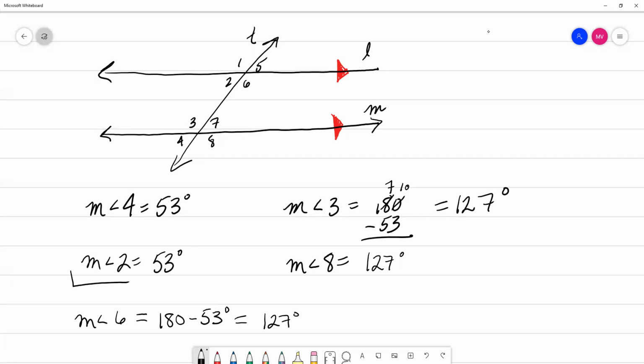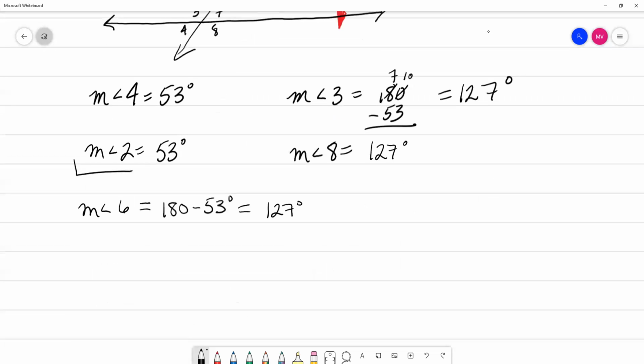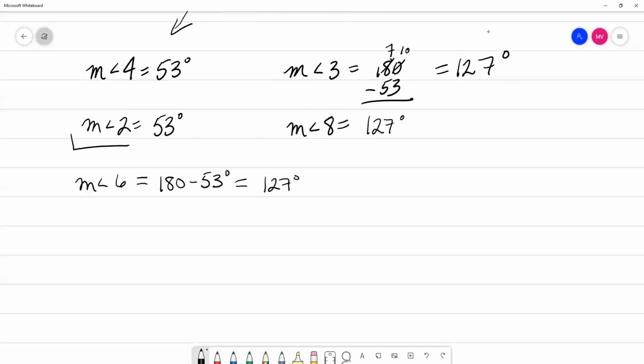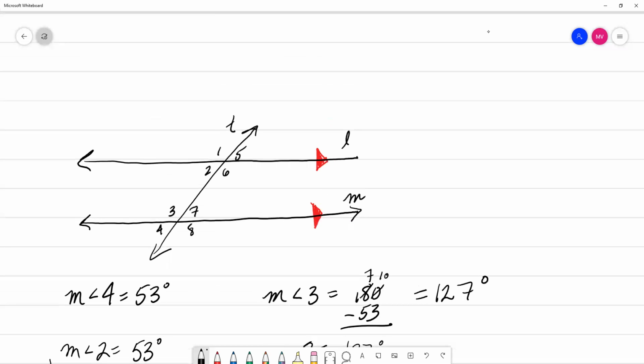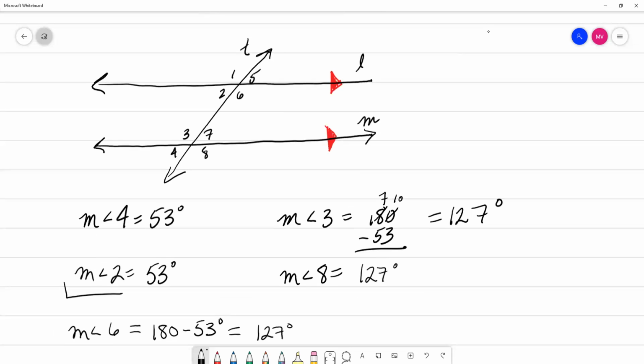Okay, so let's go ahead and look at the alternate exterior angle theorem. So again, they give you the theorem on page 109. If two parallel lines are cut by a transversal, then the alternate exterior angles are also congruent. Now, we also just proved that, right? So which ones are the alternate exterior angles?